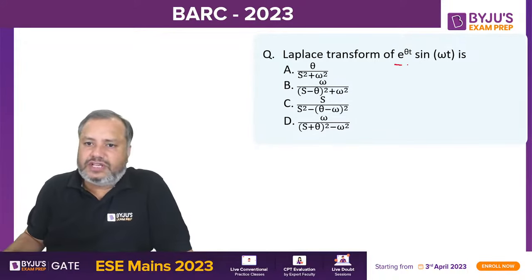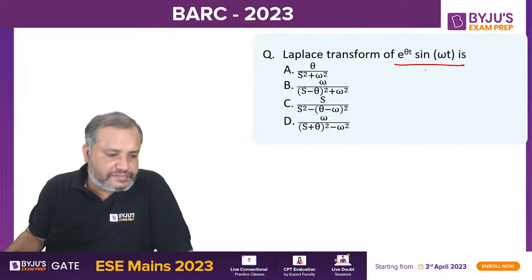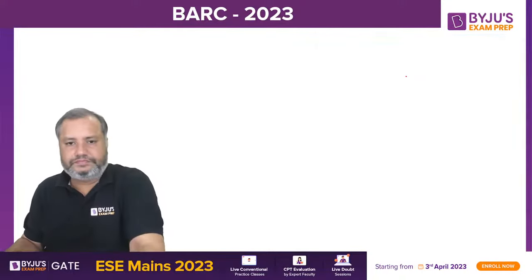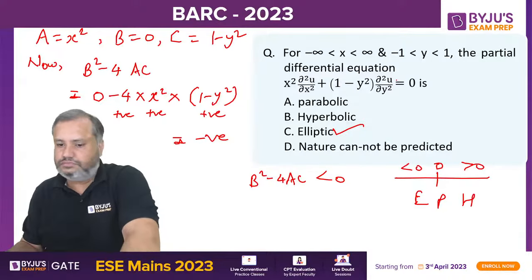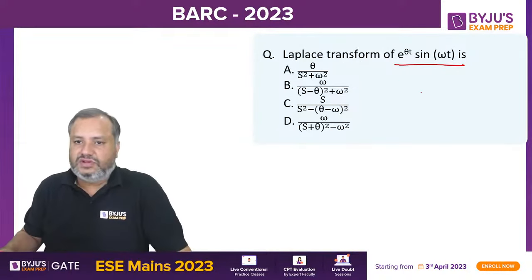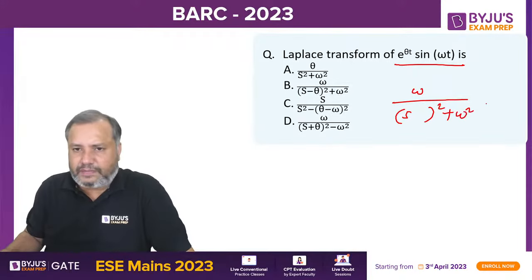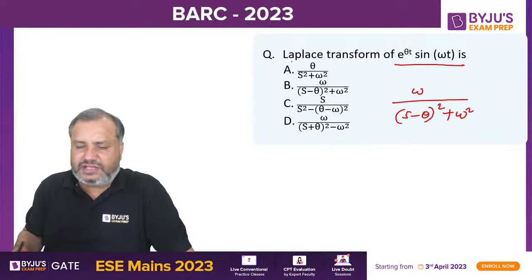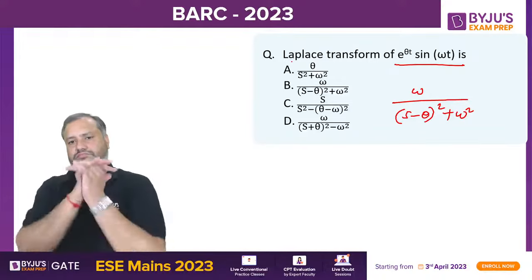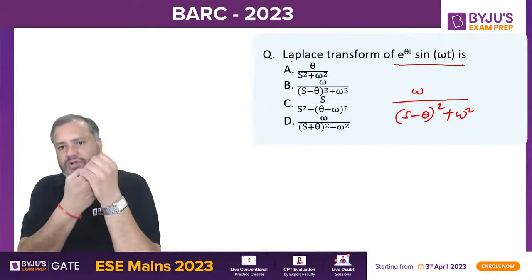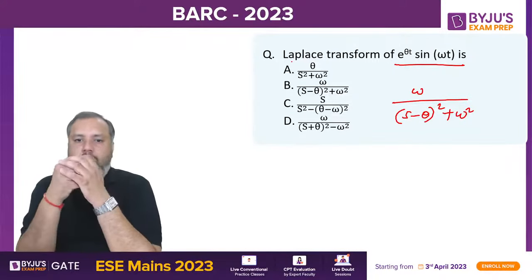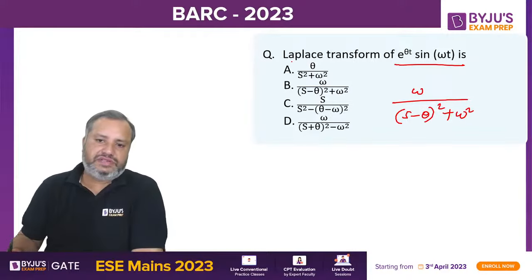Laplace transform of this function. First of all, we'll write Laplace of sine omega t. Laplace of sine omega t will be omega upon s square plus omega square, and for e raised to a t, this s will be replaced by s minus a. Option B is the correct answer.